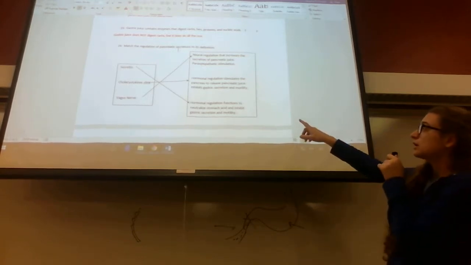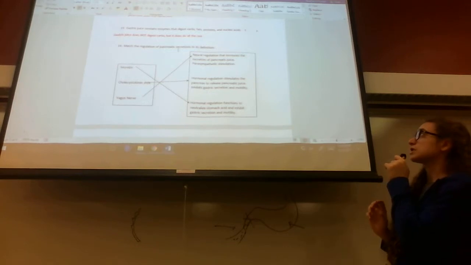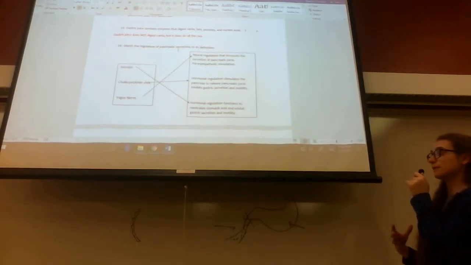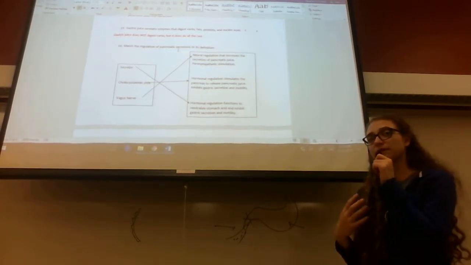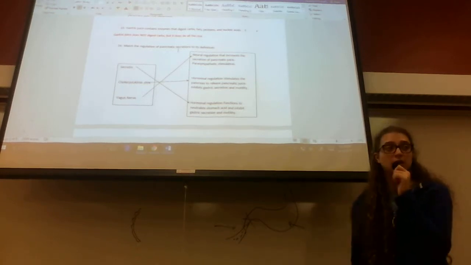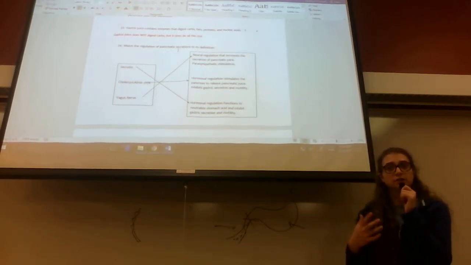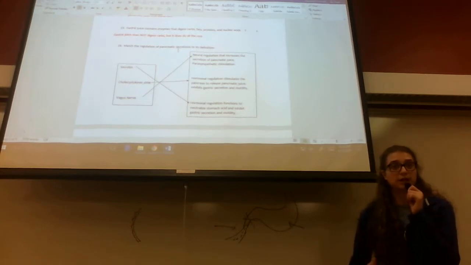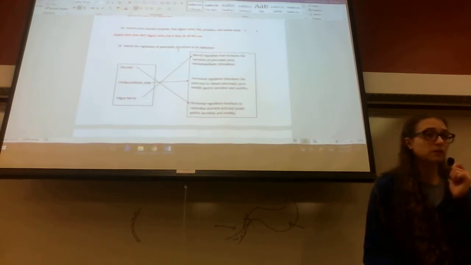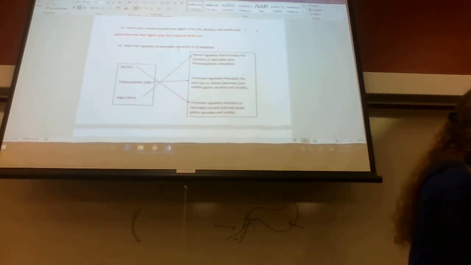The top one, neuroregulation, increases secretion of pancreatic juice. It's part of the parasympathetic nervous system, the vagus nerve. And the vagus nerve goes from your brain, and it connects to pretty much every organ in your body. So that's part of your parasympathetic system.